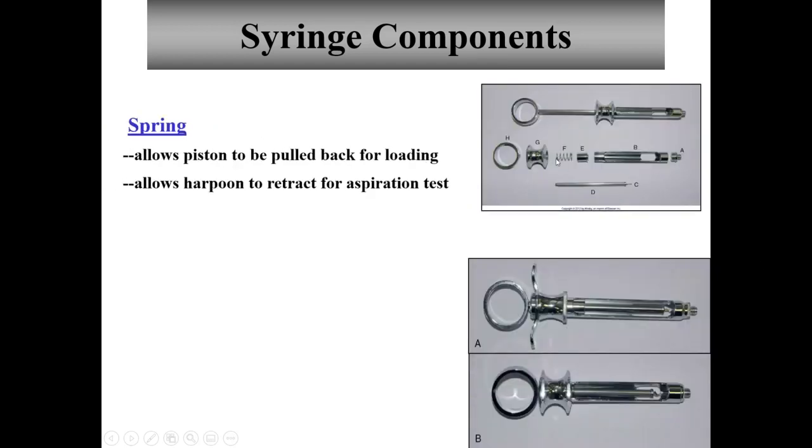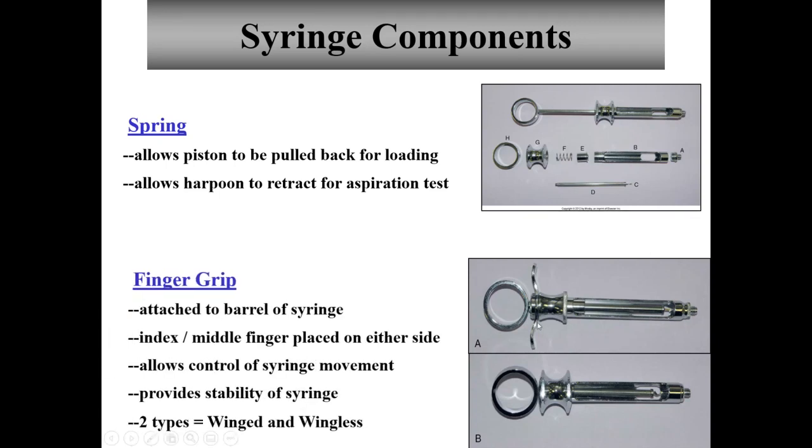The spring is located inside the gear and inside the finger grip. What it does is it allows the piston to be pulled backwards, which allows you to load the cartridge into the syringe barrel, and it also allows you to perform an aspiration test. So the spring is important for loading and unloading the cartridge and for performing aspiration.